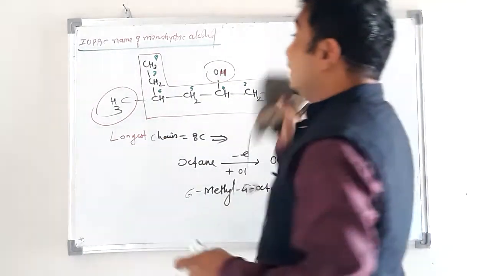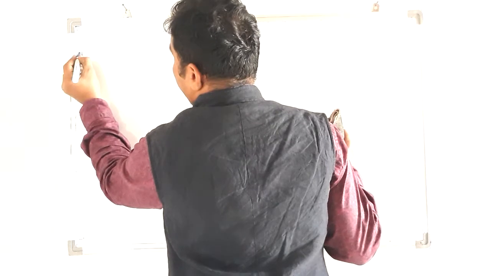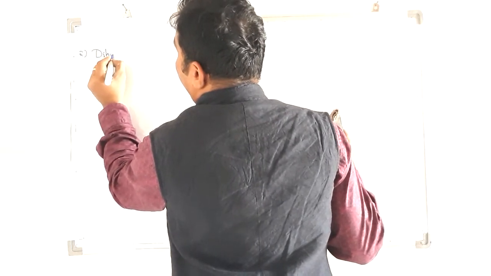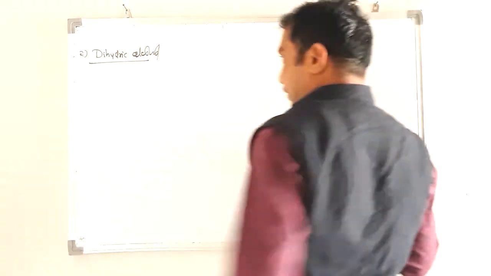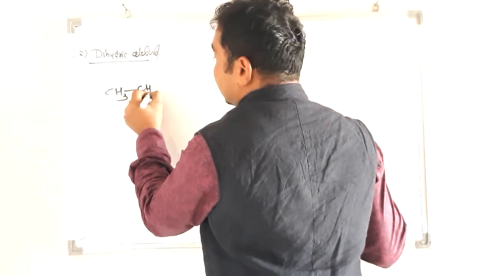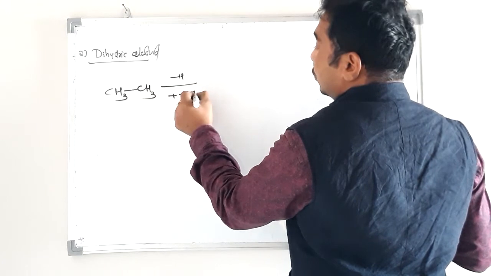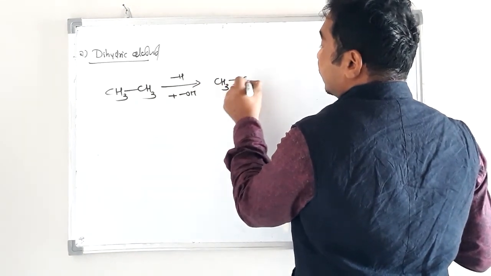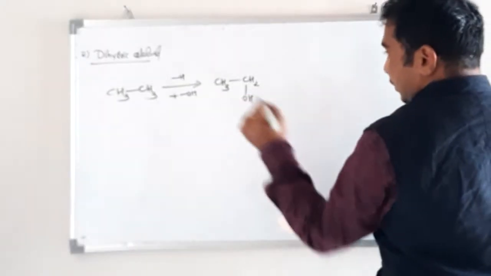Now the second class, dihydric alcohol. See, for example, ethane. If we replace one hydrogen by one OH group, then we will have monohydric alcohol, ethyl alcohol, or ethanol. Its IUPAC name is ethanol.